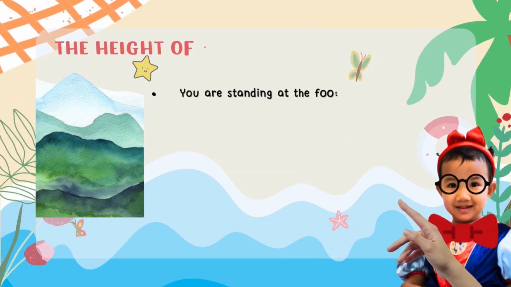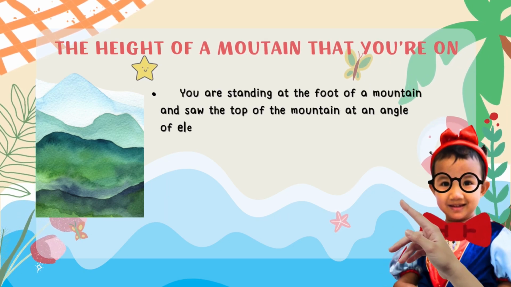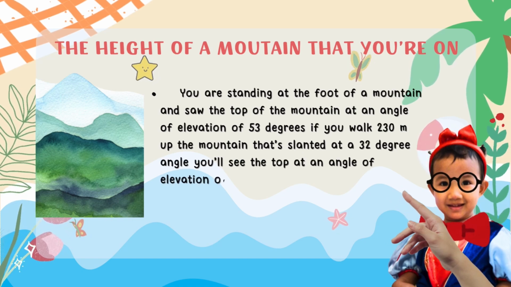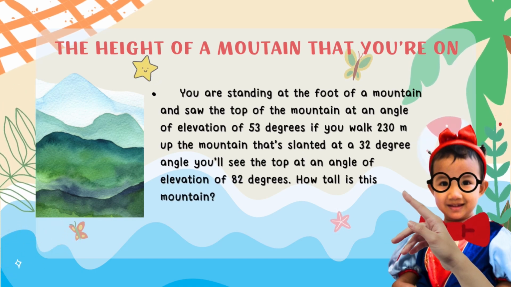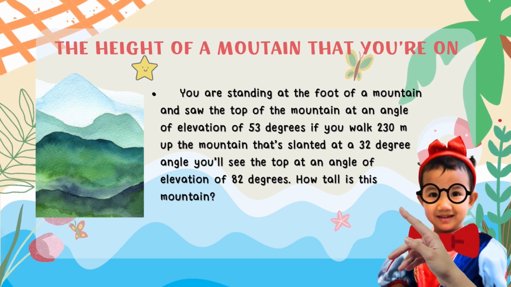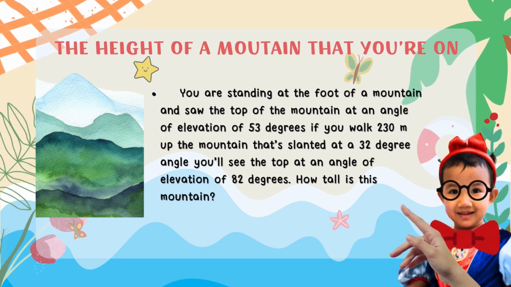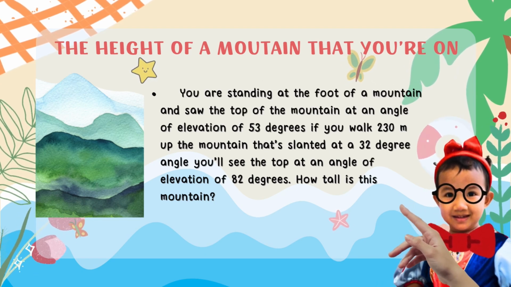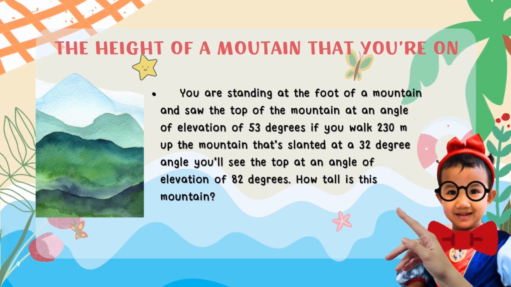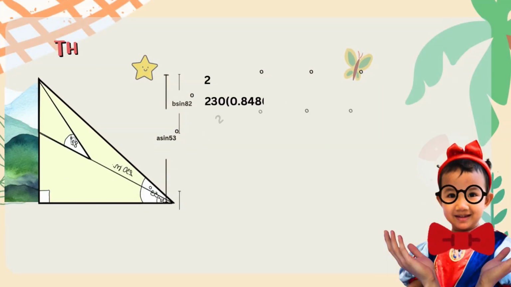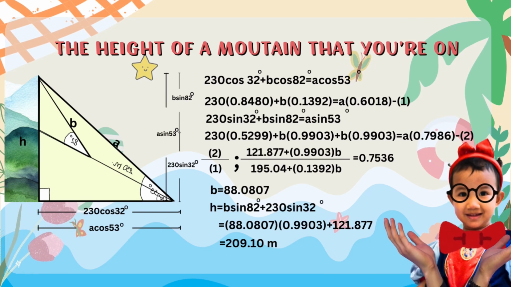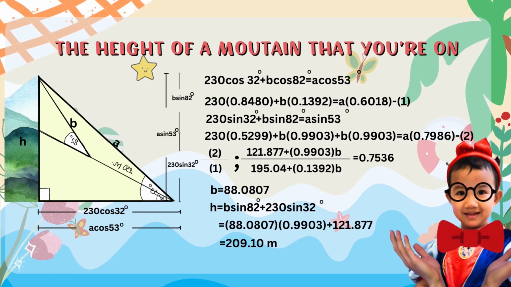88.203 meters. Not only that, you could also find out how tall a mountain that you're climbing is by simply making triangles out of the distance that you climbed. For example, imagine this. You're standing at the foot of a mountain and see the top of the mountain at an angle of elevation of 53 degrees. If you walk 230 meters up the mountain that's slanted at a 32-degree angle, you'll see the top at an angle of elevation of 82 degrees. How tall is this mountain? You can find the answer by applying trigonometry functions. Is it 209.1 meters? Yup, that's correct.